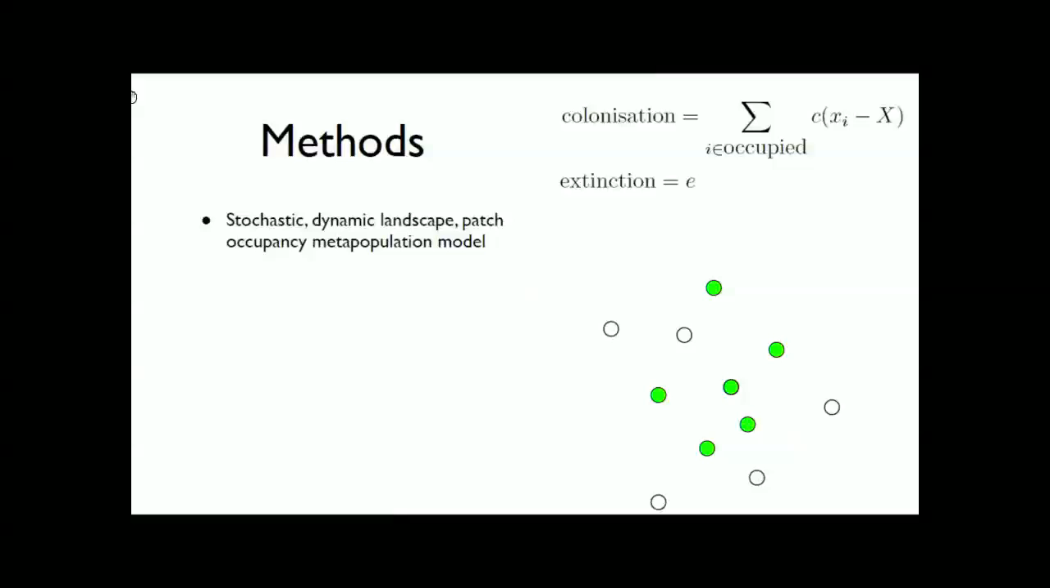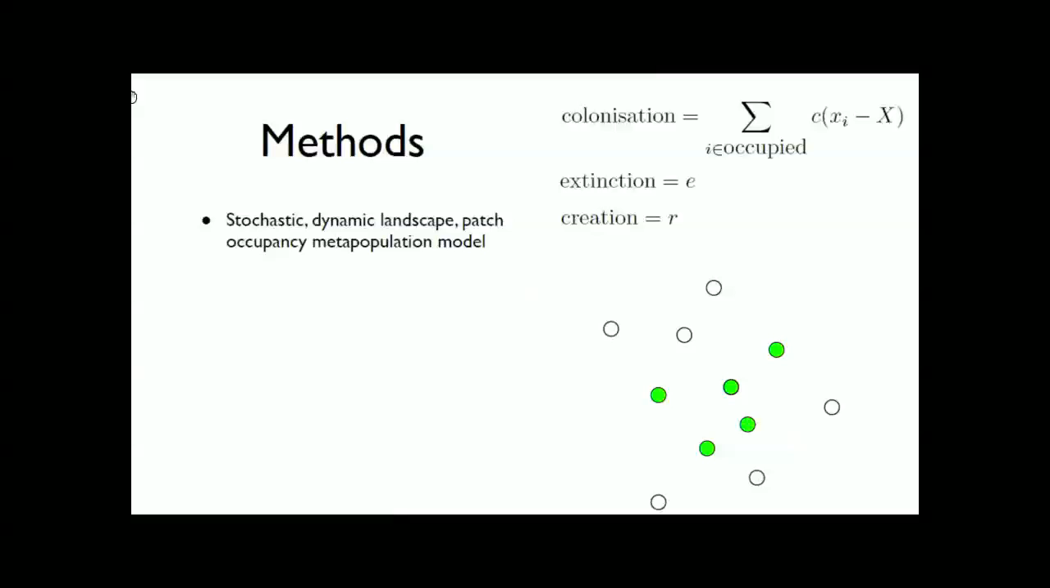The patches can also go extinct, so if they're occupied, like this one here, or that one there, there can be some kind of event, just a chance fluctuation, which causes the population to go extinct. And also we have a dynamic landscape, so these patches can be created and destroyed.